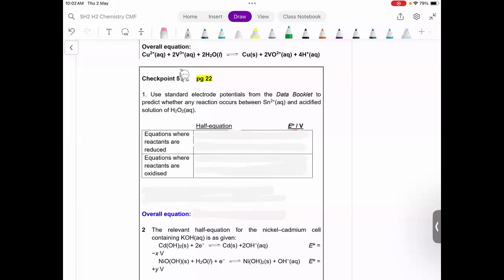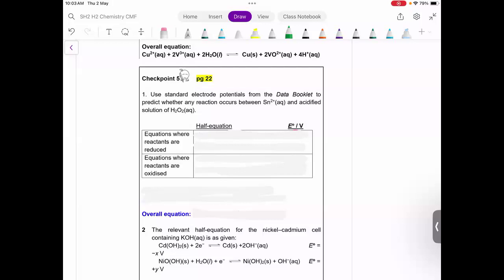If you're confused, you must ask, because later on when you do your tutorial, you have to practice the same thinking skill. First of all, you must look for iodine, because if you look through the half equation, iodine is only found on the left side. Since it's only found on the left side, it can only undergo reduction. Anything on the left will be reduced, and anything on the right will be oxidized.